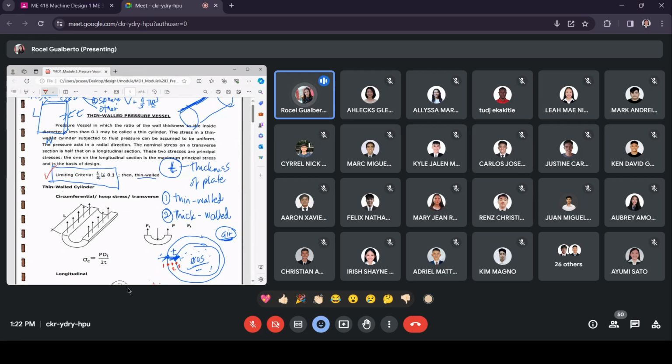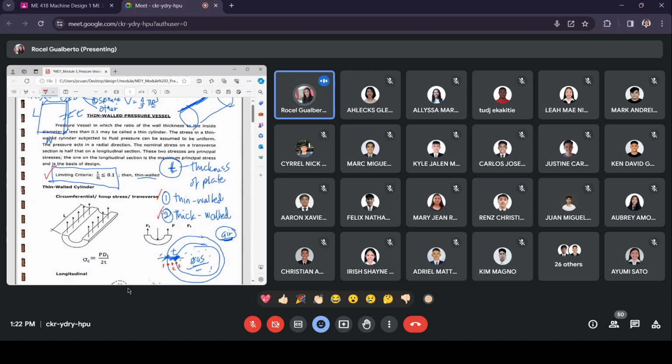Thickness over the diameter should be less than or equal to 0.1 to be called a thin wall. Otherwise, it is a thick wall. Now, if you identify that it's a thin-walled vessel, then you have a defined procedure that you will be using to design this member. Same thing with a thick-walled vessel.